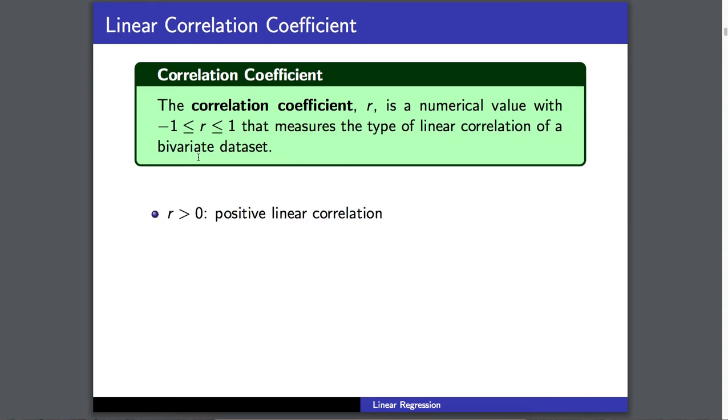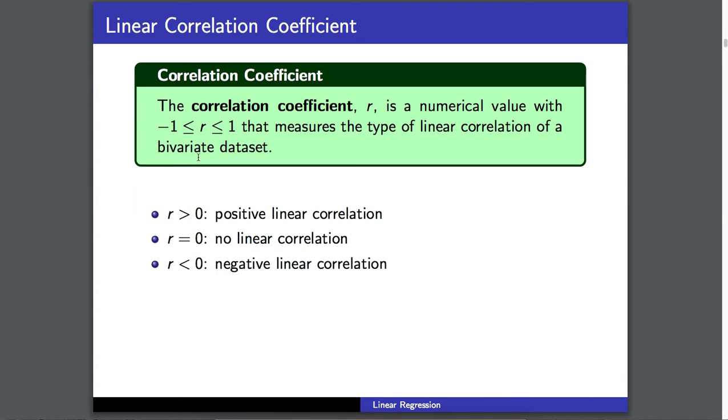So if r is positive, if it's greater than 0, it's going to be a positive linear correlation. If it equals 0, that means there's no linear correlation. And if it's less than 0, that means it's a negative linear correlation.